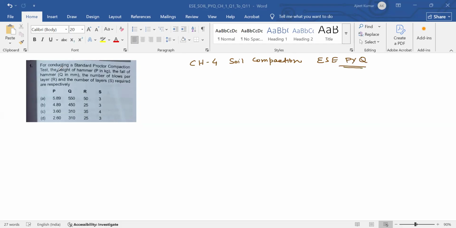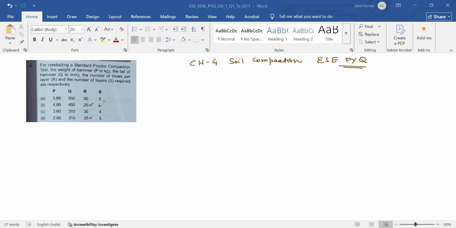Chapter 4, this is question number 1. For conducting a standard Proctor compaction test, the weight of hammer P in kg, the fall of hammer Q in mm, the number of blows per layer R, and the number of layers required are, respectively. So in a standard Proctor test, the number of blows is 25. So this and this may be the answer.